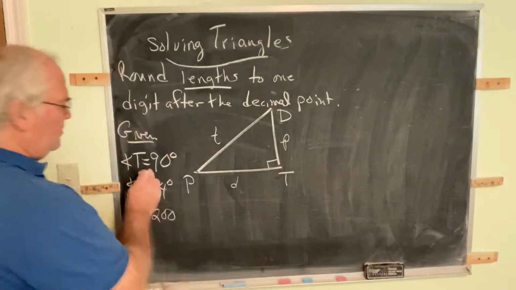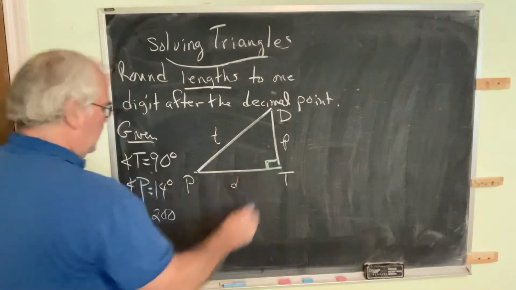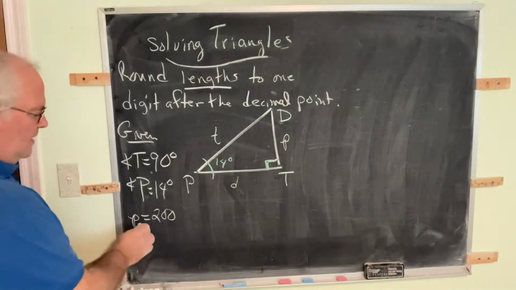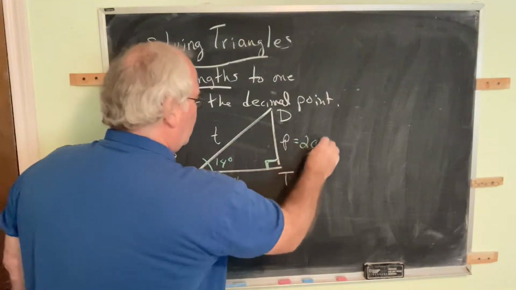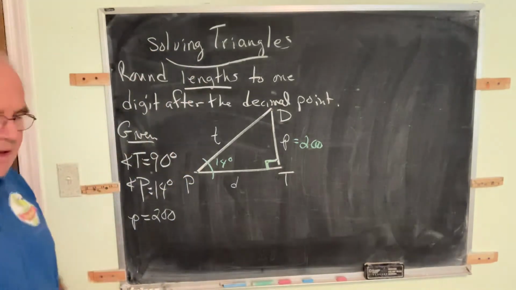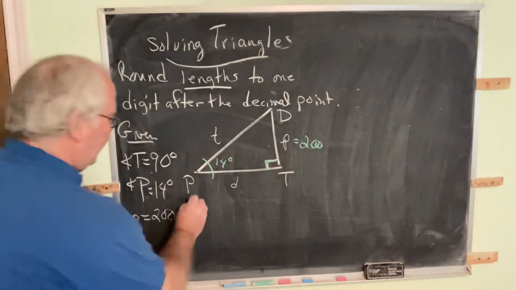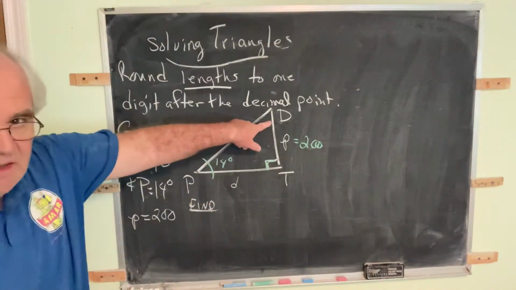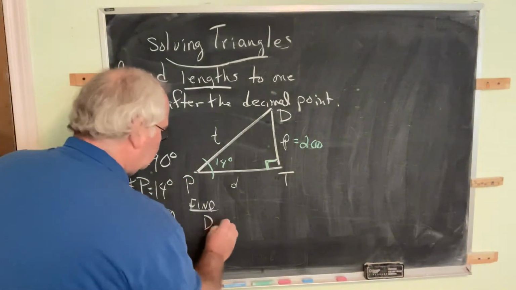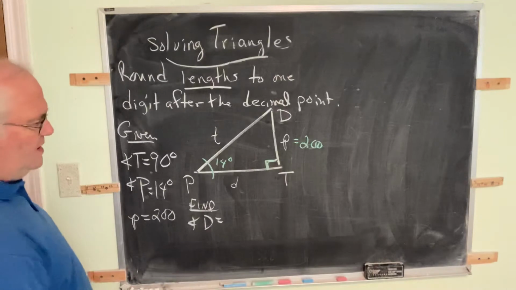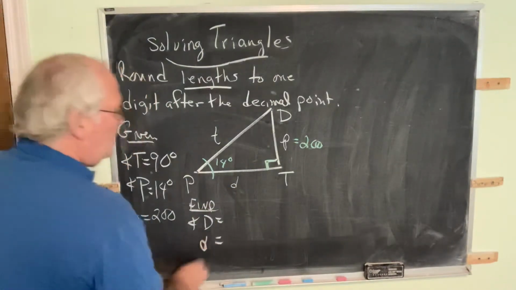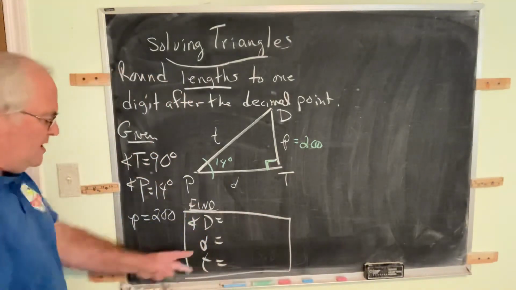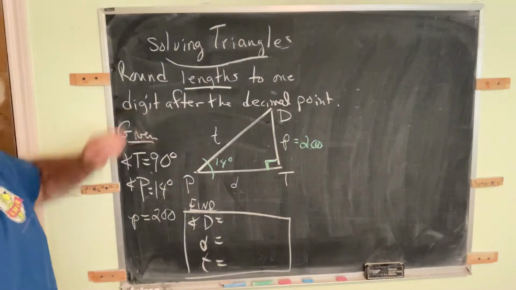So let's see. There's 90, that's given. Angle P is 14 degrees, and lowercase p is given to be 200. So that's the given information in green. And what is left for us to find? Well, the other angle is angle D, as in delta. What other sides do we have? We have side lowercase d, delta, and side lowercase t, tango. So those are the 3 values we need to find. Remember, d and t, we want one digit after the decimal point.